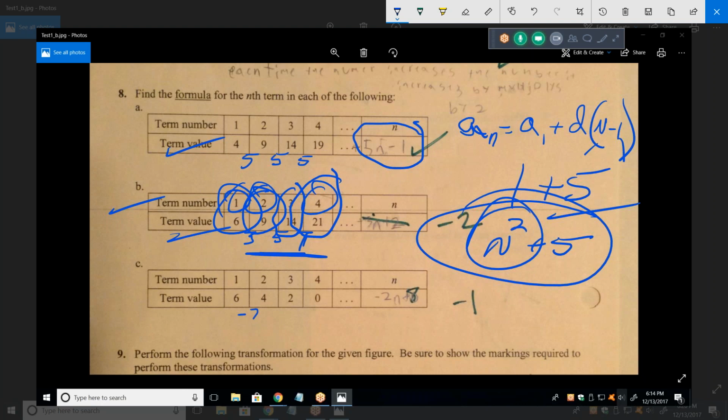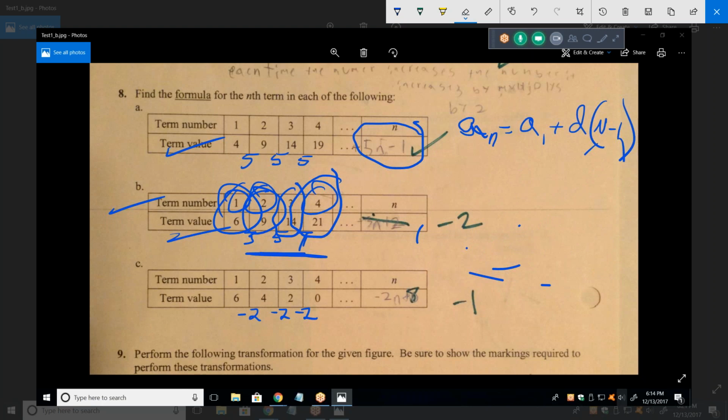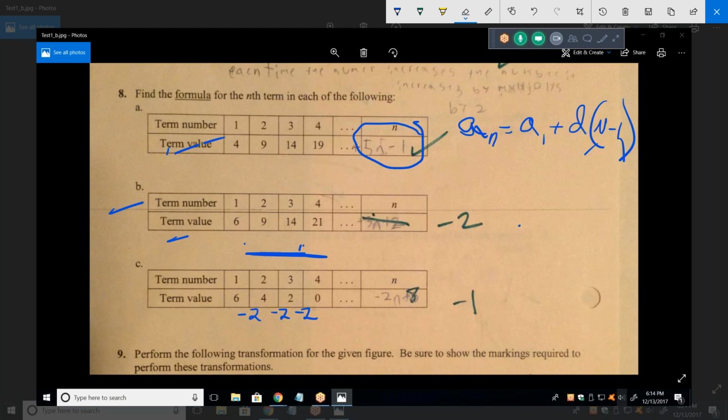That is minus 2, minus 2, minus 2. What kind of sequence is this? Linear or quadratic? Linear. Okay. Now, I can take two approaches. I know that with linear sequences, I can use this formula to come up with my answer. But I can probably come up with it without doing that. Let's see if I can do it with trial and error. I know I'm going to need an n, not an n squared.